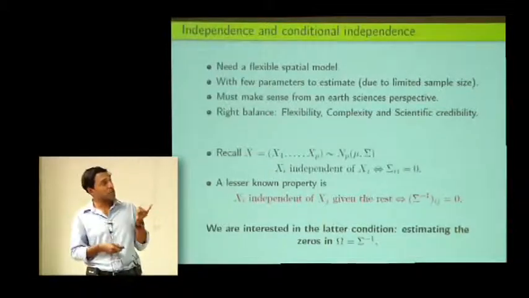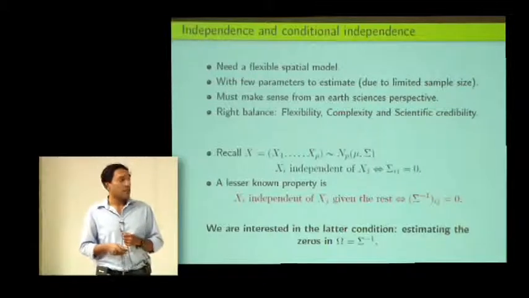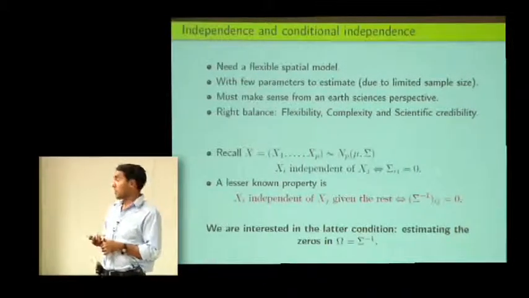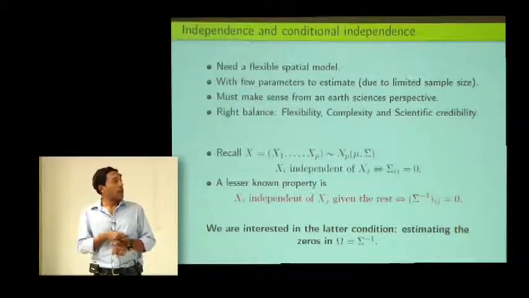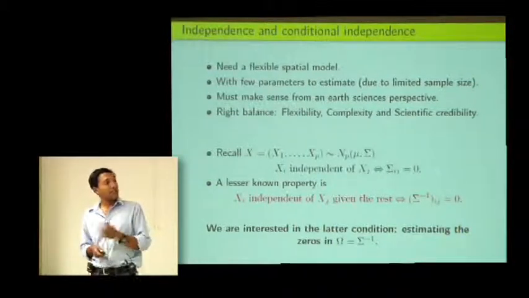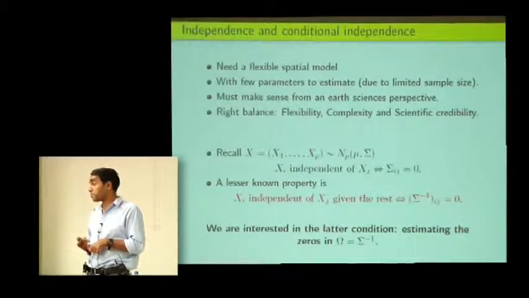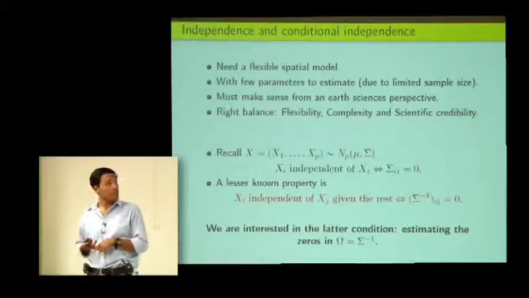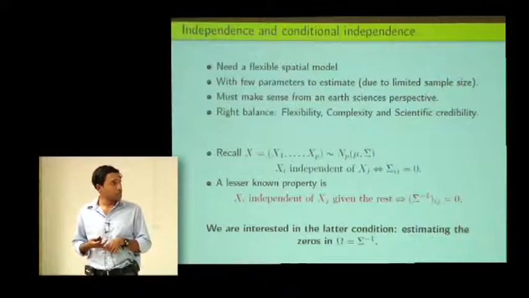Well, we need a flexible spatial model with just a few parameters to estimate, but it must also make sense from an earth sciences perspective, not just from a mathematics perspective, right? So we need the right balance between flexibility, complexity, and scientific credibility. This is a very tall order in some sense. So how do we overcome that? Here's something that we've proposed very recently.